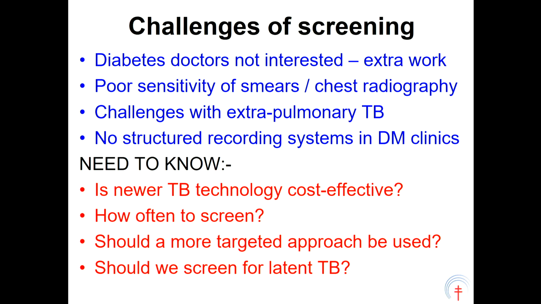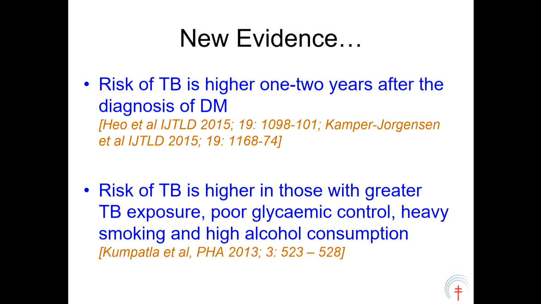We also need to know a few other things. Is the newer TB technology cost-effective, for example, using Xpert MTB/RIF? How often should we screen? Is once a quarter overkill? And should we do this perhaps once a year? Should we use a more targeted approach and maybe screen people who we think are at higher risk of getting tuberculosis? And should we screen for latent TB, although WHO currently recommends against this approach?